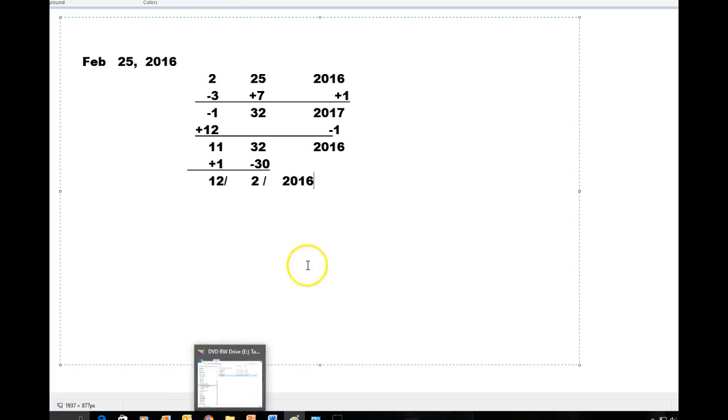12/2/2016. Okay, 12/2/2016. It looks kind of complicated, but all we're really doing is substituting 30 days for a month, or we're substituting 12 months for a year.